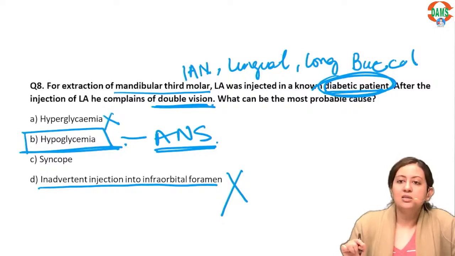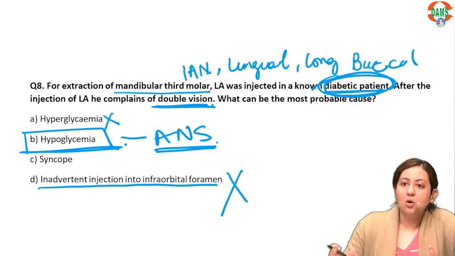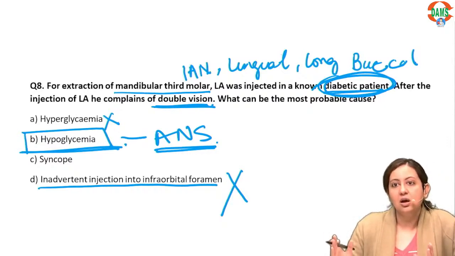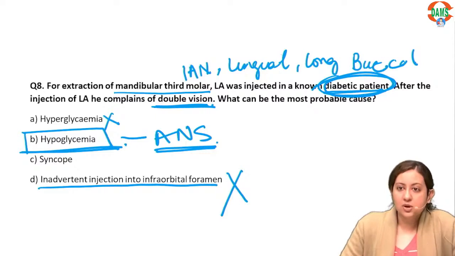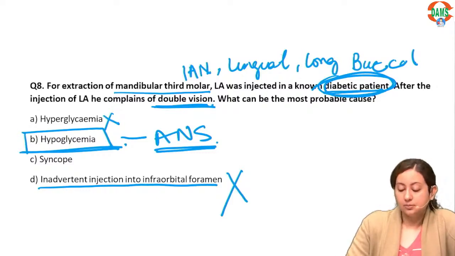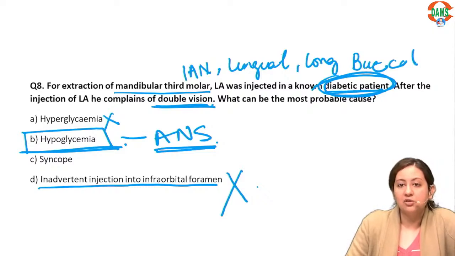So you cannot mark syncope as your answer, because it becomes a general statement. Syncope anyone can have, but if your question specifically asks about a diabetic patient, then syncope is going to be due to hypoglycemia. I hope this question is clear. The options were close, and you have to come to your answer after understanding all aspects given in this question.